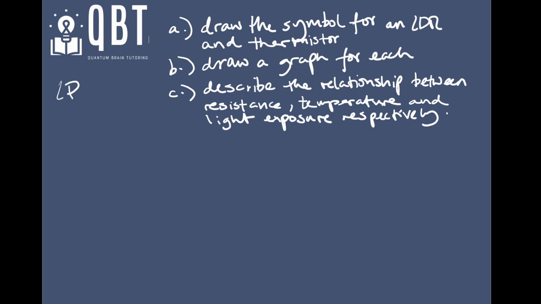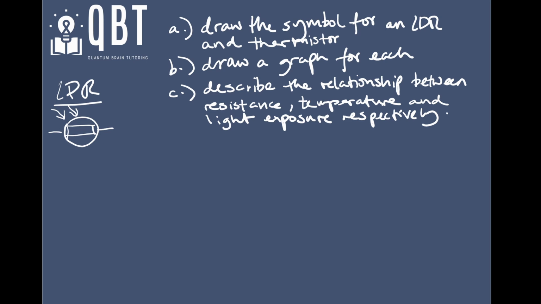So the LDR looks like this. You have your resistor inside a circle with its connecting lines, and then you have arrows coming down like this. So that's your LDR.